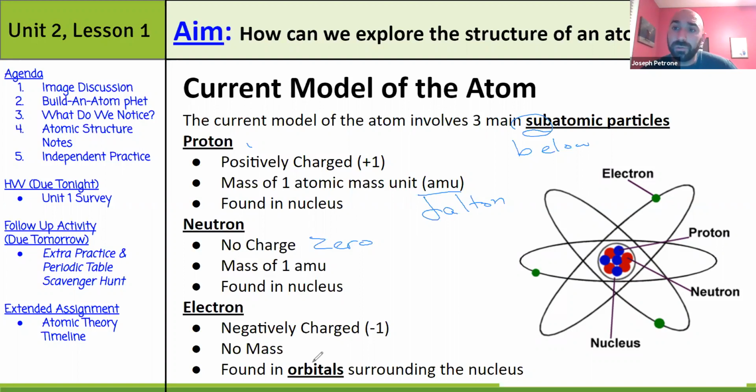And they are not found in the nucleus, but they are found in orbitals surrounding the nucleus. So we see these on this specific model of the atom, kind of like a Jimmy Neutron style. You may remember that TV show. So the electrons flow in this orbital, in this weird little oval shape, they're kind of flying around the nucleus of the atom. And it looks like here we have 3 electrons floating around. So once again, the model of the atom currently states that we have 3 subatomic particles: the proton, the neutron, and the electron.